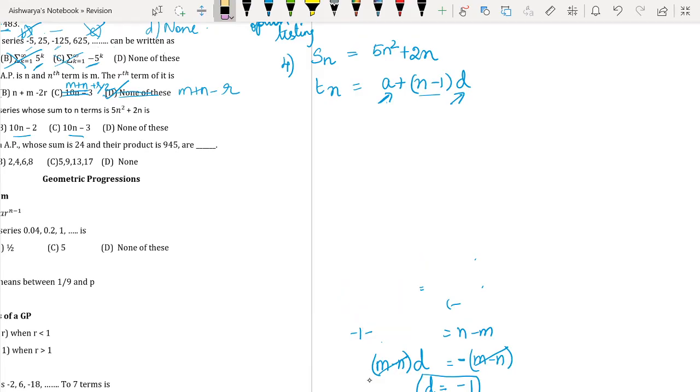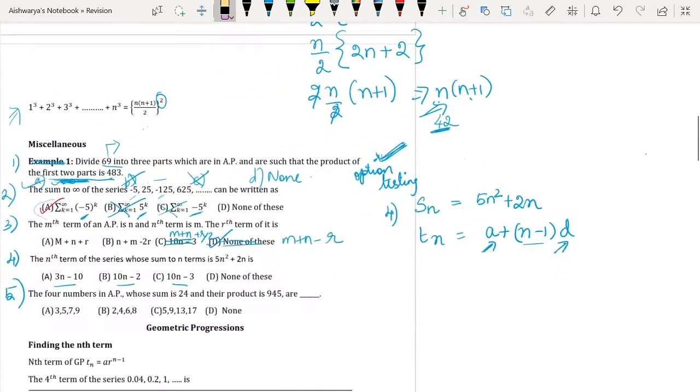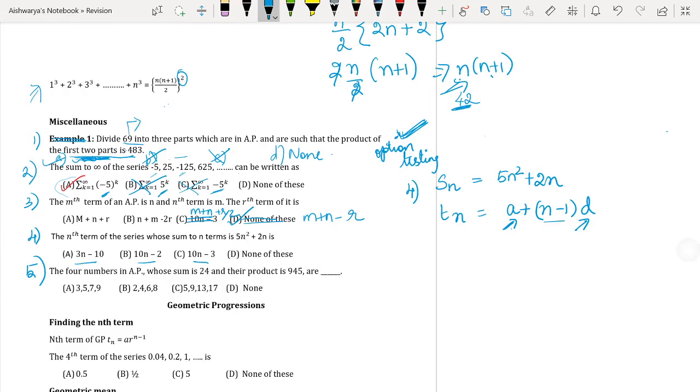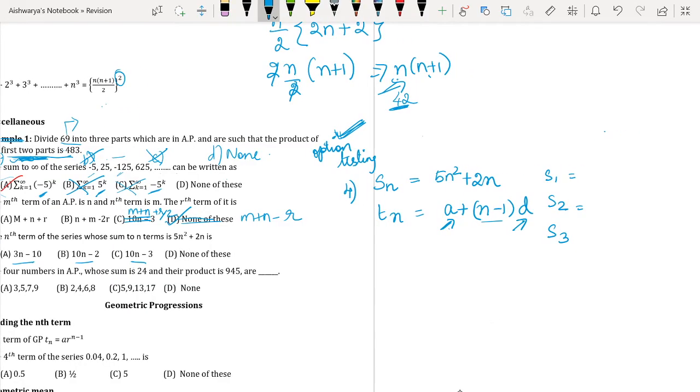In the method you found out S1, S2 and S3. So can you all quickly calculate S1, S2 and S3? In fact, you don't need S3 also. S1 and S2 are sufficient. S1 is 7 and S2 is 24. S2 is how much? 2 square is 4, 4 5s are 20, 20 plus 2 2s are 4. So 24 is your S2.